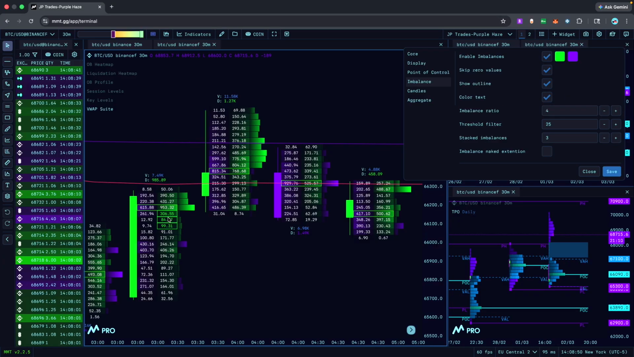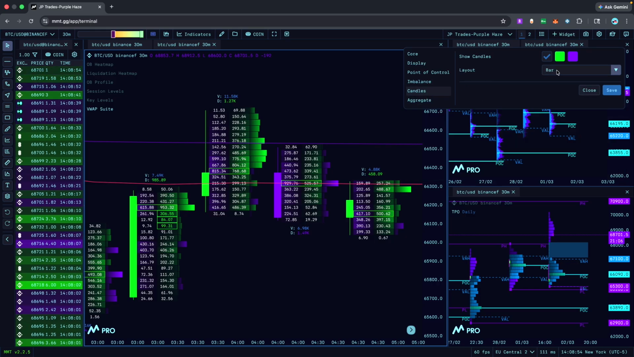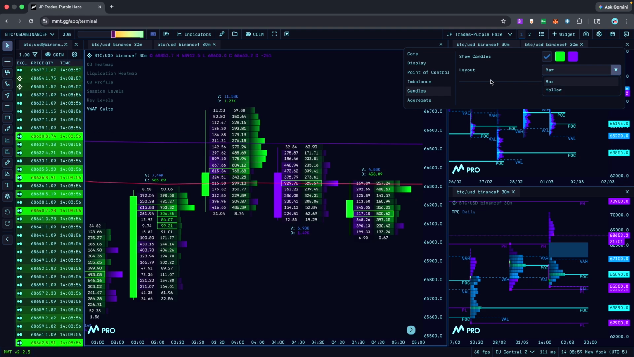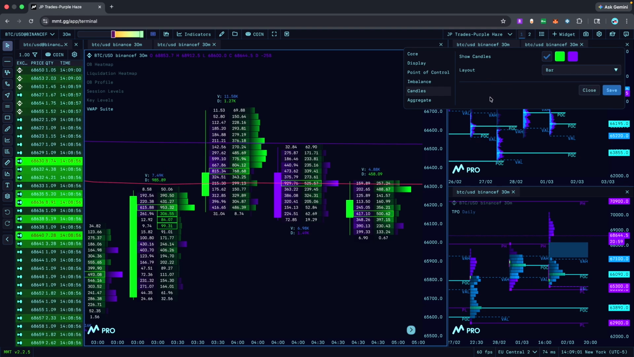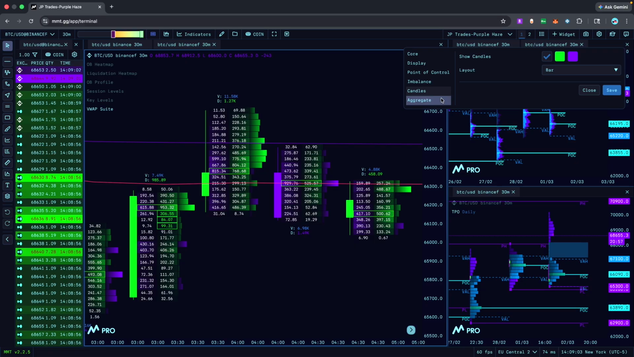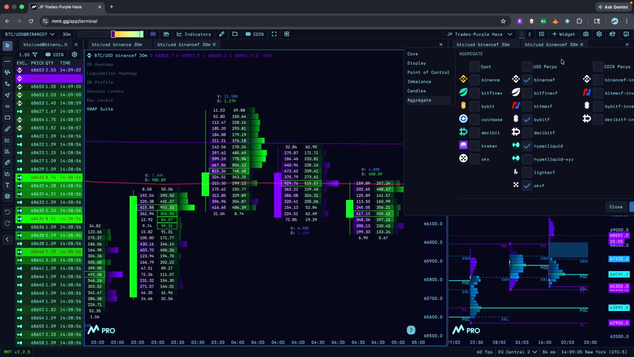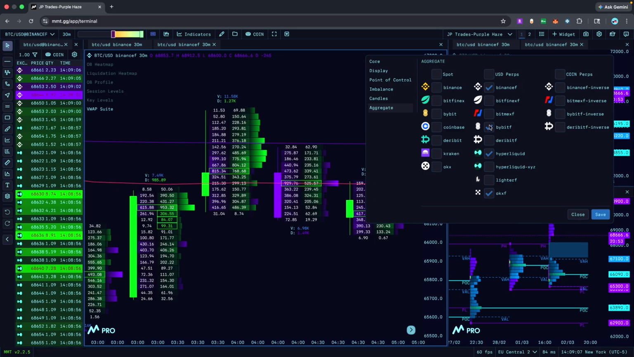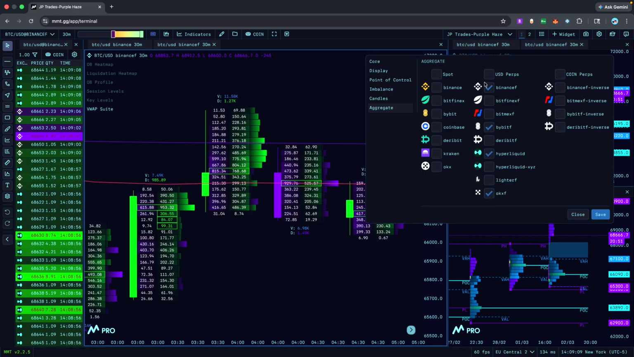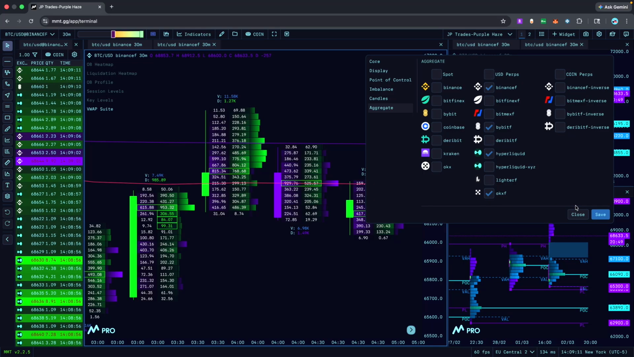and clearly. Next, under the candles tab, I just choose my layout as bars to display regular candles, but you can also choose hollow, but it's just a personal preference here. And under the aggregate tab, we choose these exchanges here because they're the main exchanges with the highest traded volume.